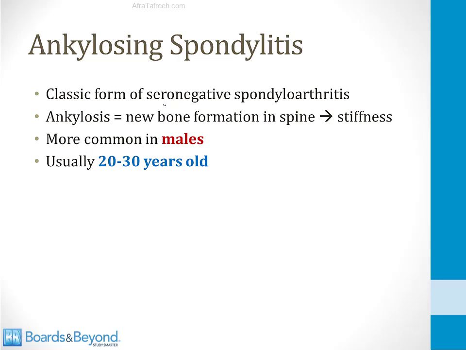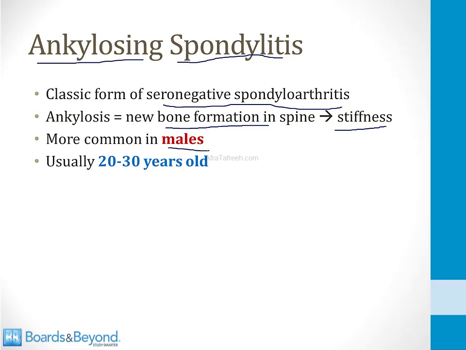This is the classic form of seronegative spondyloarthritis. It has many of those common features we talked about just a few slides ago. So this disorder is called a spondylitis because there's inflammation in the spine, and it gets the term ankylosing because ankylosis means new bone formation, and this occurs in the spine in this disorder, and that leads to stiffness of the spine, a hallmark of ankylosing spondylitis. This disorder is more common in males. In a board question, it will almost always be a male, and usually they are relatively young, 20 to 30 years of age when they present.